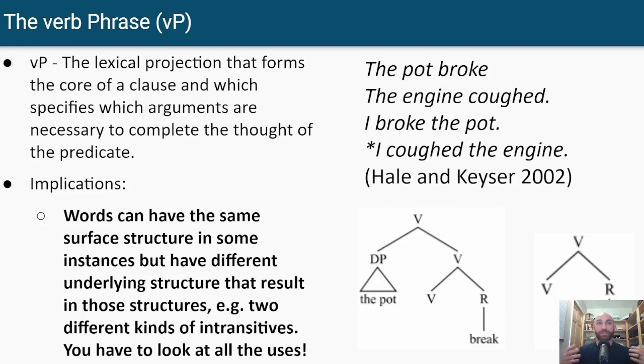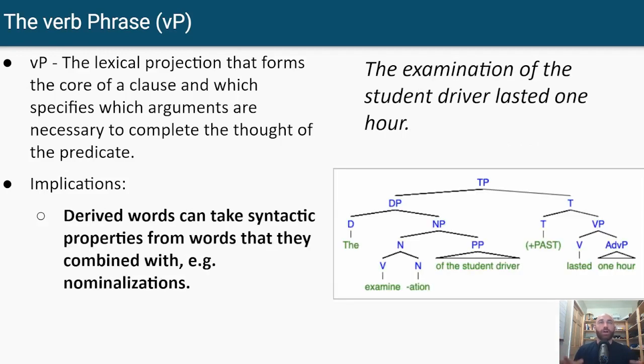So in our case, we looked at two different kinds of intransitives. Okay. And this really means you have to look at all of the uses of the verb to determine its structure. Along with the verb phrase, we did talk last time in the morphology introductory episode about nominalizations.